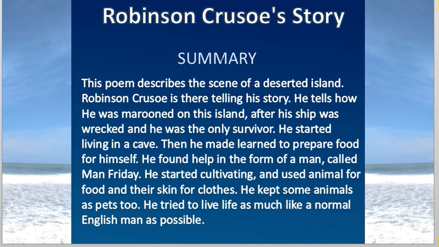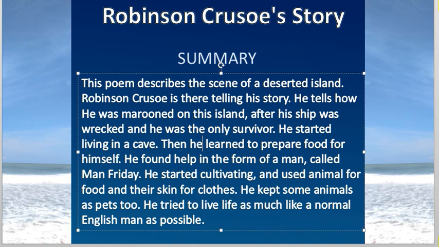Robinson Crusoe's story summary. This poem describes the scene of a deserted island. Robinson Crusoe is there telling his story. He tells how he was marooned on this island after his ship was wrecked and he was the only survivor. He started living in a cave. Then he learned to prepare food for himself, and he found help in the form of a man called Man Friday. He started cultivating and used animals for food and their skin for clothes. He kept some animals as pets too. He tried to live life as much like a normal Englishman as possible. So this is what the whole story is about.